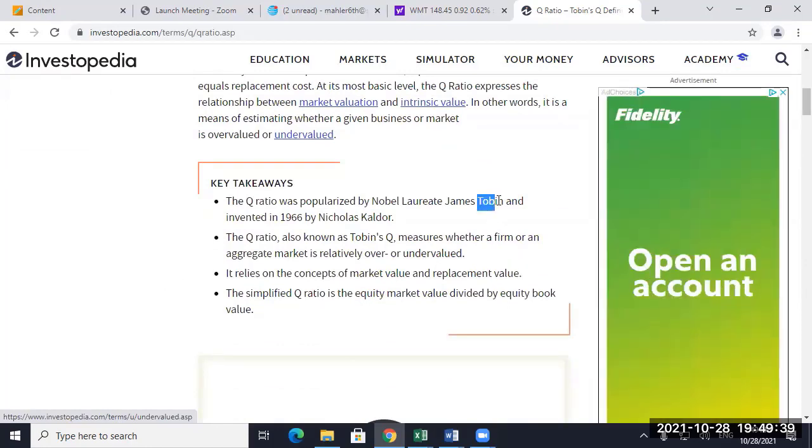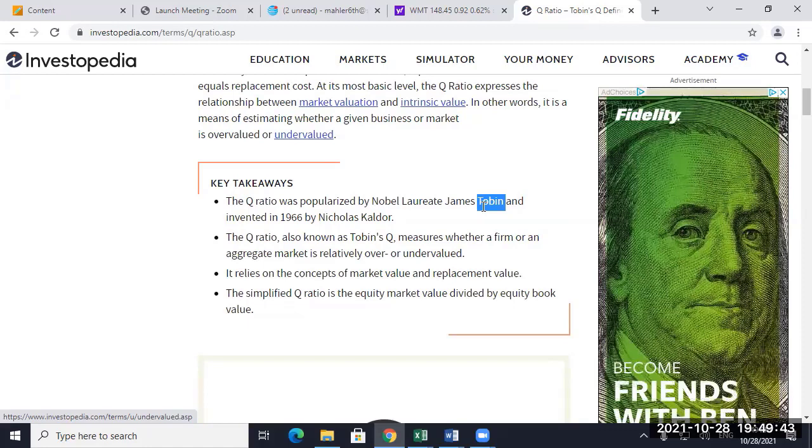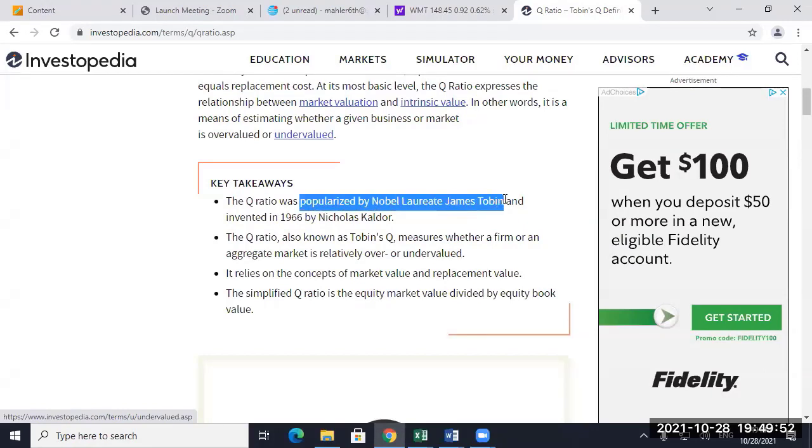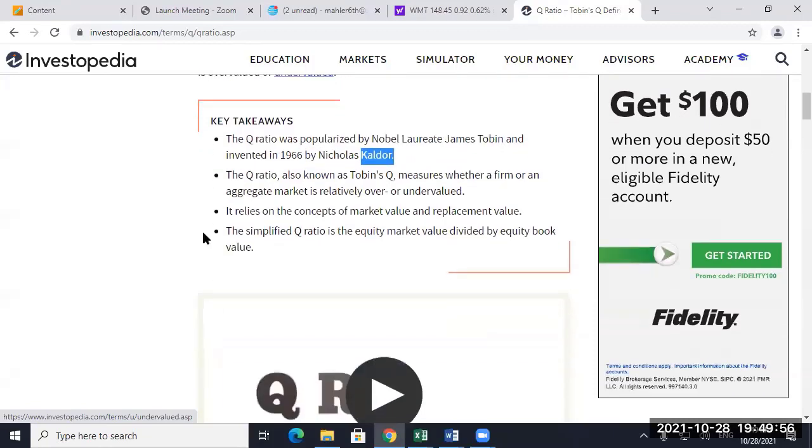A guy named Tobin. I had a lady work for me whose last name was Tobin, so I used to tease her. I don't think she was related to him though. And he didn't even invent it. Well, I didn't know that. It should be the Caldor ratio, I guess.